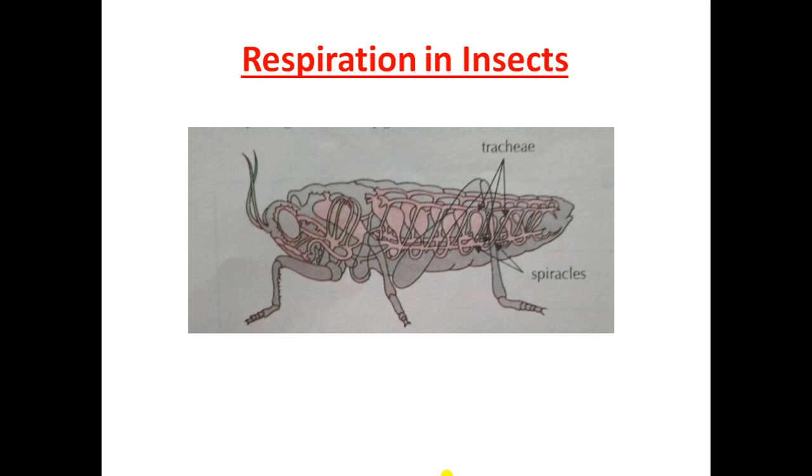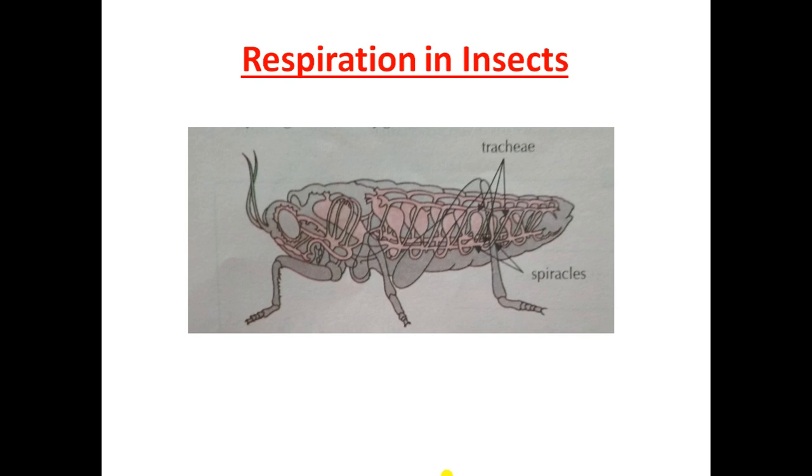So here we are able to see many tubes. These tubes are called trachea, and these tracheal tubes spread into the whole body of the insect, and these air tubes have tiny openings, which we call spiracles, on the side of their body. So what actually happens is that the air rich in oxygen enters the body through the spiracles. This air now goes to the trachea, diffuses into the body tissue, and reaches every cell of the body.